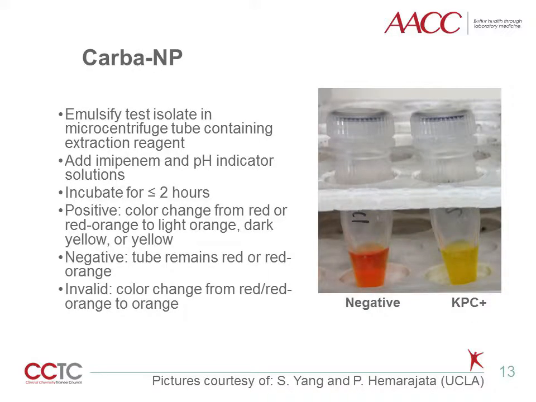The CarbaNP is a colorimetric test for carbapenemases. The test isolate is emulsified in a microcentrifuge tube containing extraction reagent. Solutions containing imipenem and a pH indicator are added, and the reaction is incubated for up to 2 hours. If a carbapenemase is present, the imipenem is hydrolyzed, decreasing the reaction pH and leading to a color change from red or red-orange to light orange, dark yellow, or yellow. A negative reaction remains red-orange. An invalid reaction changes from red or red-orange to orange. The image shows a negative reaction and a positive reaction for a KPC producer.